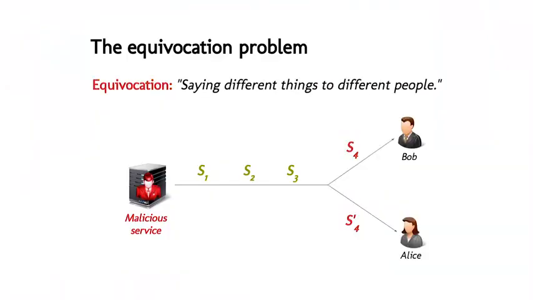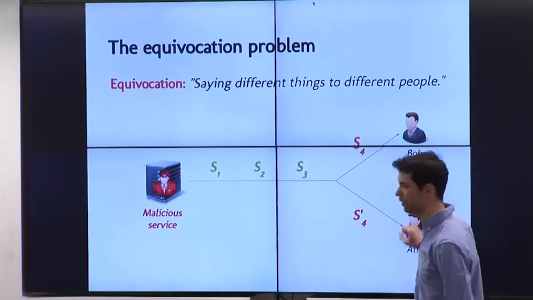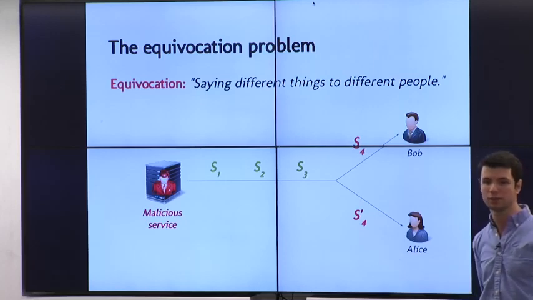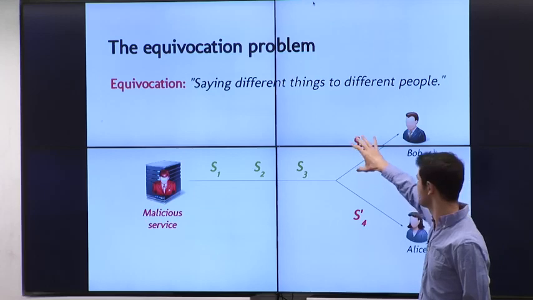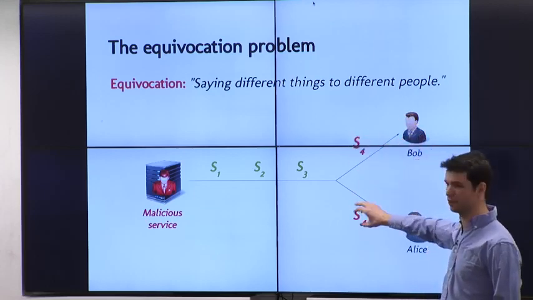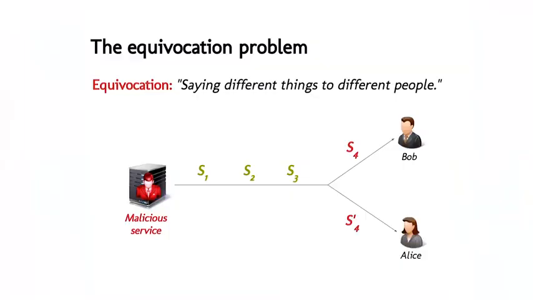So equivocation means saying different things to different people. So for example, this malicious service, at time 4, might show Bob a different statement than Alice. So Bob sees S4 and Alice sees S4 prime. This is what happens in Bitcoin sometimes, and that's how you can double spend in Bitcoin, by putting a transaction here, sending money to the merchant, and then putting another transaction here, sending money back to you, right? Are you guys familiar with this? Yeah? Okay.